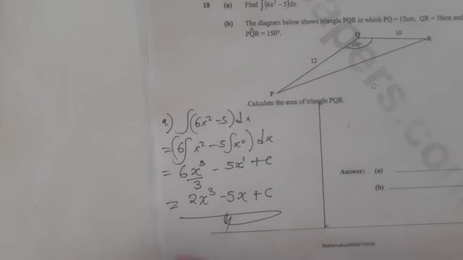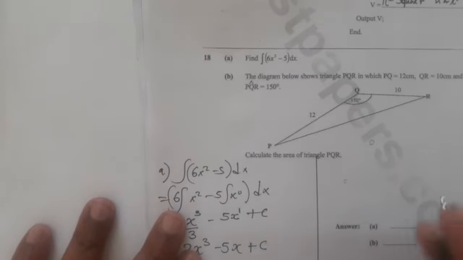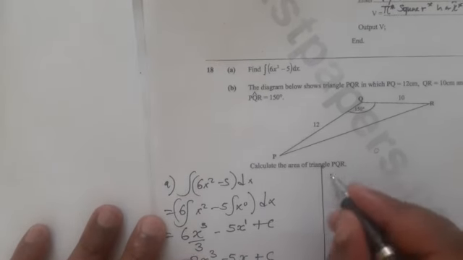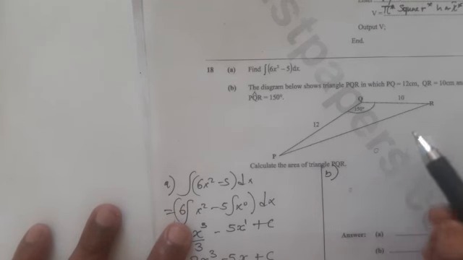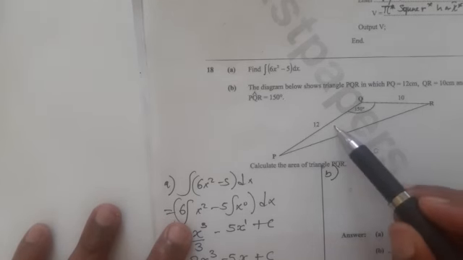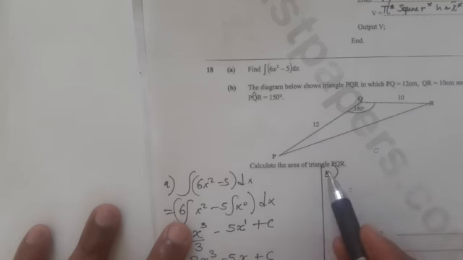Let's go to B. What is B? The diagram below shows a triangle PQR in which PQ is 12, QR is 10, and the angle there is 150 degrees. Alright, calculate the area of the triangle.